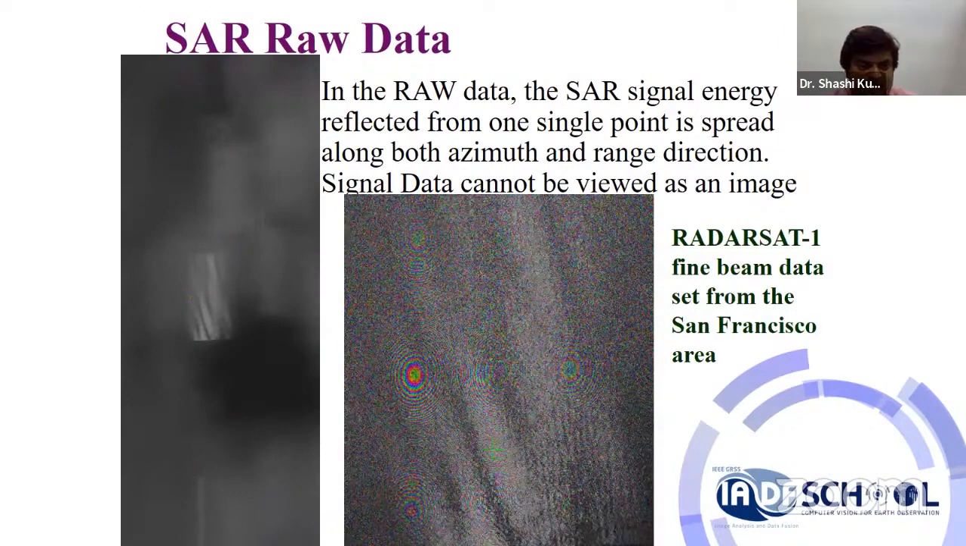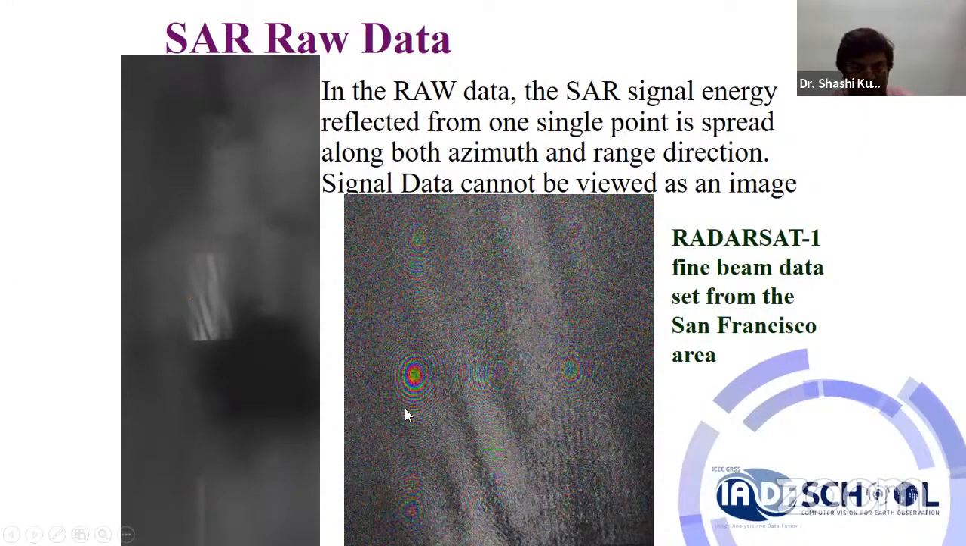Now, when the data set is acquired by a SAR sensor, it is a completely raw data set. Here you can see that this is a completely raw data set acquired by the SAR sensor. The raw data set basically contains the SAR signals which are scattered or reflected by single point targets. And the signals from a point target are distributed in the azimuth direction as well as the range direction. It means that the information of one point target is distributed along the azimuth and range directions, so a complete image cannot be formed, like object information cannot be visualized in the raw data set.